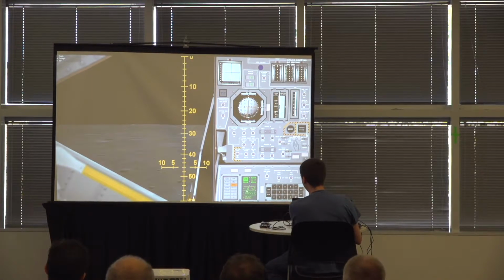The second line, I got a program alarm, 1 second. Verb 05, noun 09, enter. So we got a 1202.